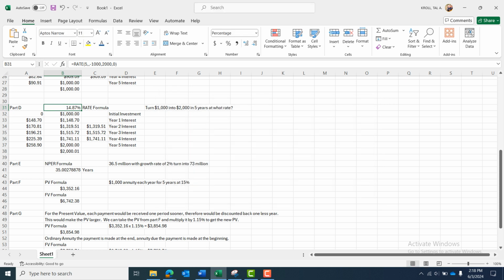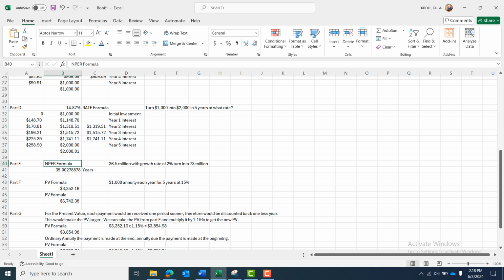Now my chart double checks that, because it says, if you start with $1,000 and you multiply it by 14.87%, you get $148.70. You add that to your investment, and then you keep multiplying the interest rate by what your current investment is, and it will come up to $2,000.